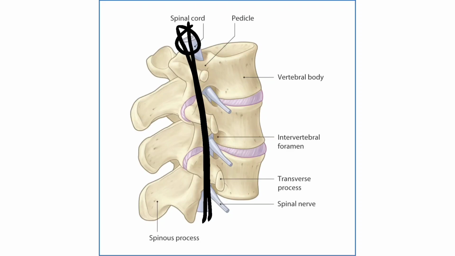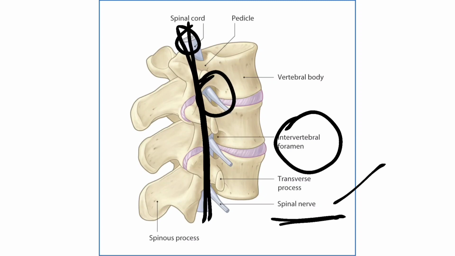The pedicle has notches on both the anterior edge and the posterior edge. When these notches align with the notches of the adjacent vertebra, they create a foramen in between those vertebrae, and that is nothing but the intervertebral foramen. That is for the running of the spinal nerves and the vessels. This is about the intervertebral foramina and vertebral foramina.